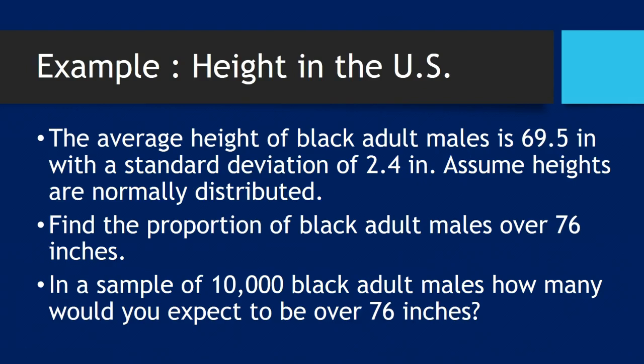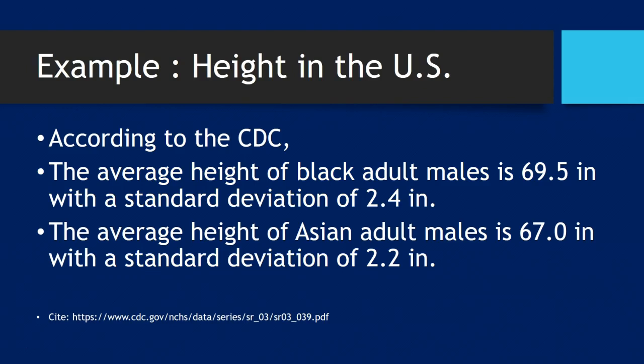We see that these two groups have different average heights. Now the standard deviation is close, although it is slightly different between the two groups. But they have different average heights. So the average height of black adult males is about 2.5 inches higher than the average height of Asian adult males.